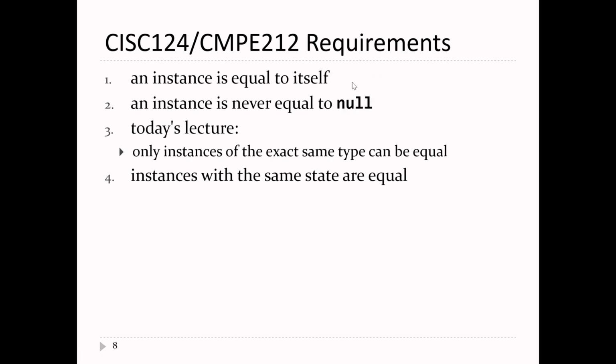So this is what we require for equals. An object should always be equal to itself, which kind of makes sense, right? It would be very unusual if you implemented a class where an object was not equal to itself. If you write x.equals(null), that should always return false, and it should never throw an exception. So an object is never equal to null. For today, we're going to say that two objects can be equal if they have exactly the same type. So two points can be equal, but a point can't be equal to a vector, for example. And then finally, we're going to say that two objects are equal if they have the same state, if their state is equal.